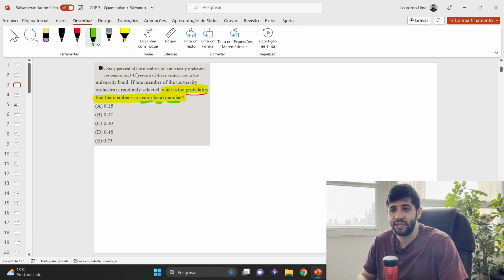And here we are going to see, right? 60% of members of a university orchestra are seniors. So here is another characteristic: and 45% of those seniors are in the university band. If one member of the university orchestra is randomly selected, and then comes the question, what's the probability that the member is a senior band member?